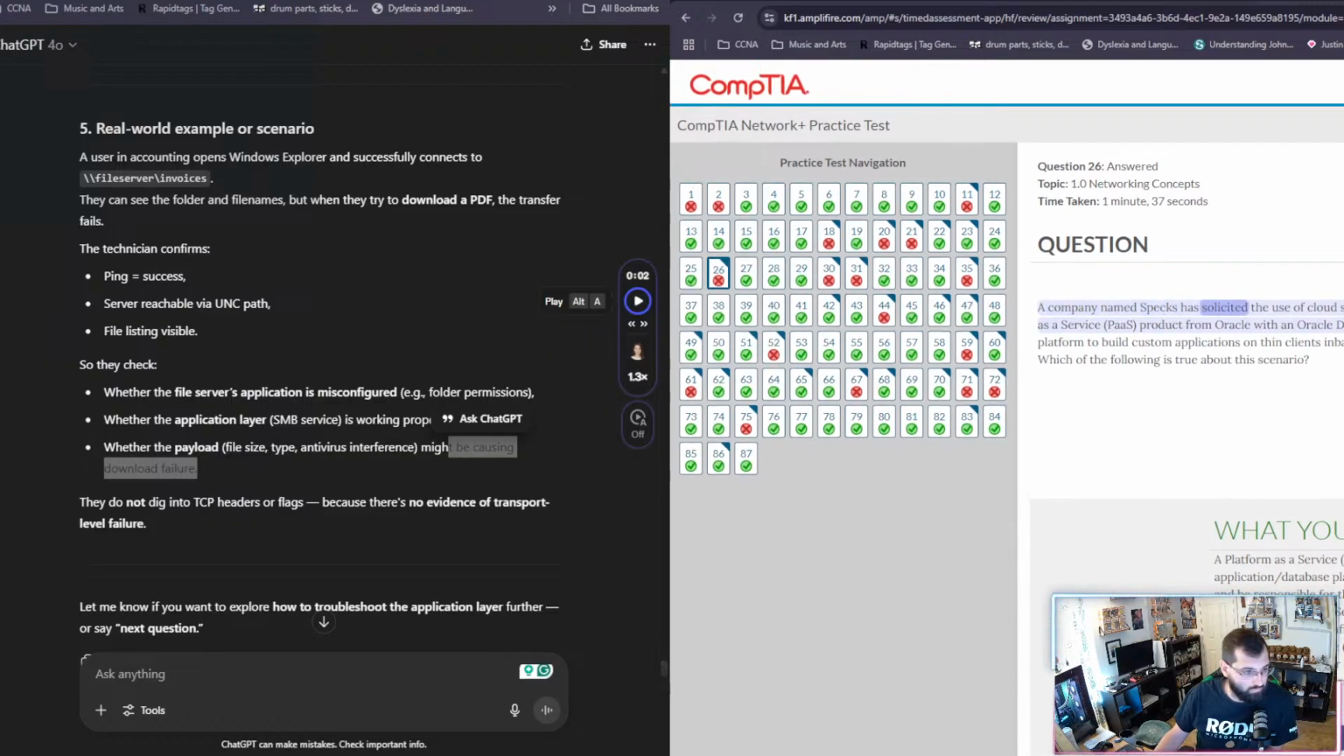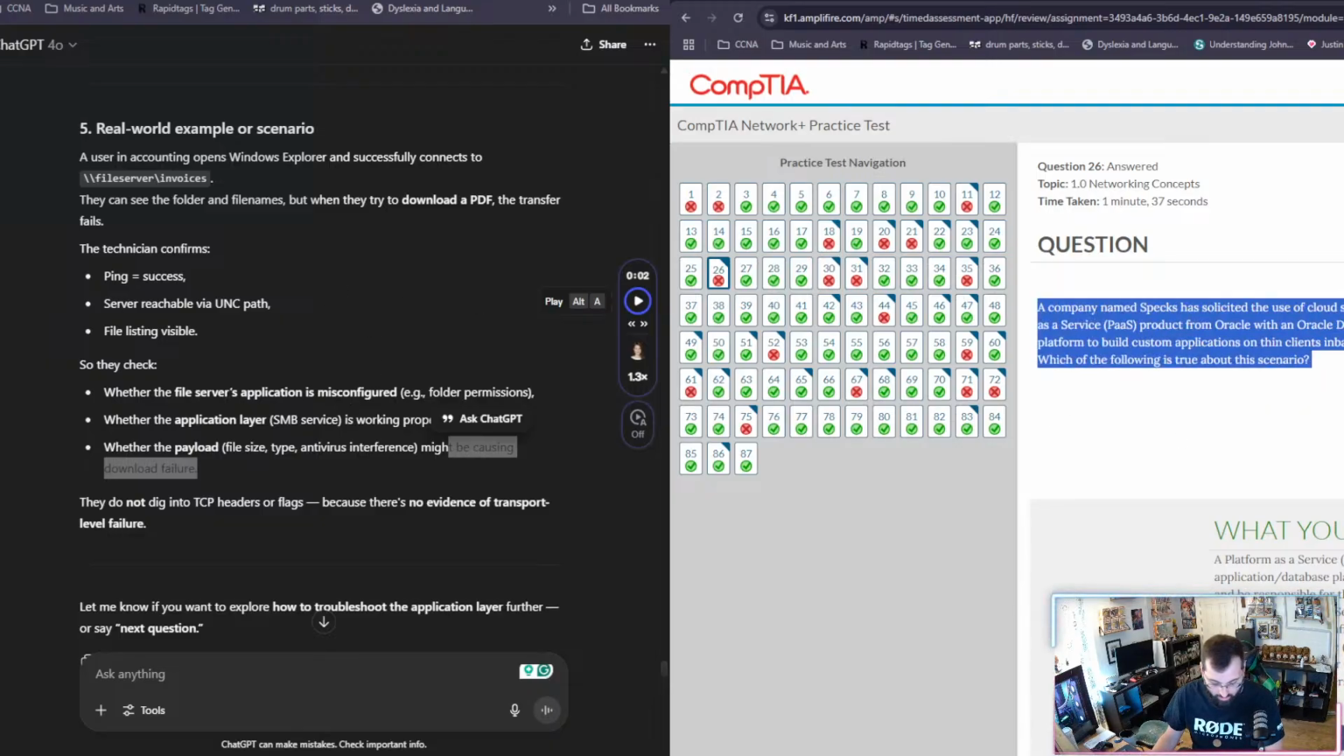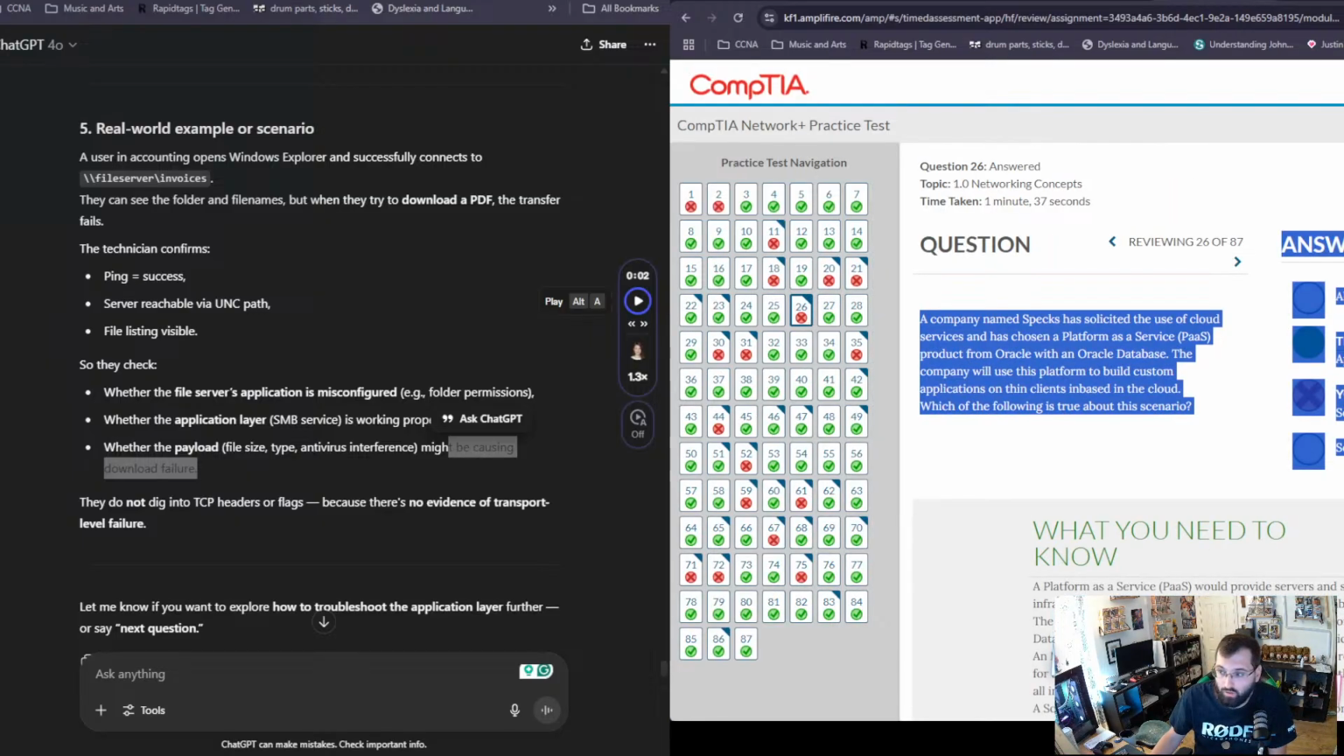Named Specs has solicited the use of cloud services and has chosen a Platform as a Service, PaaS, product from Oracle with an Oracle database. The company will use this platform to build custom applications on thin clients based in the cloud. Which of the following is true about this scenario? Yeah, this is one that I definitely struggle with quite a bit.